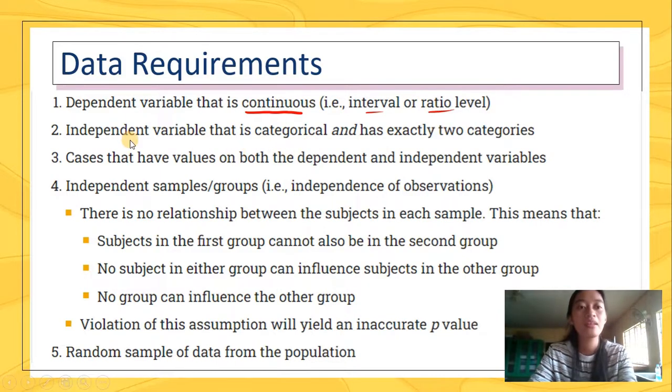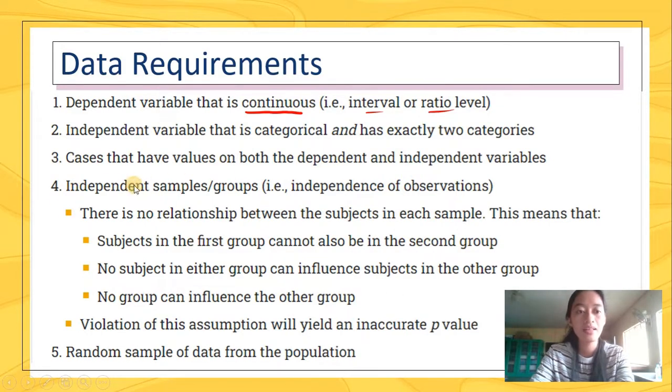For number two, an independent variable that is categorical and has exactly two categories. So for the test, we had two categories, the category group, the grouping variable. So we have the Indian group and the Australian group. So there are exactly two categories. Number 3, cases that have values on both the dependent and independent variables.